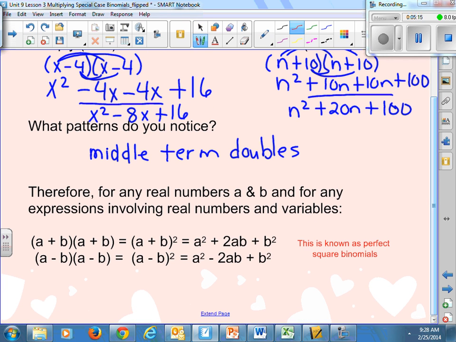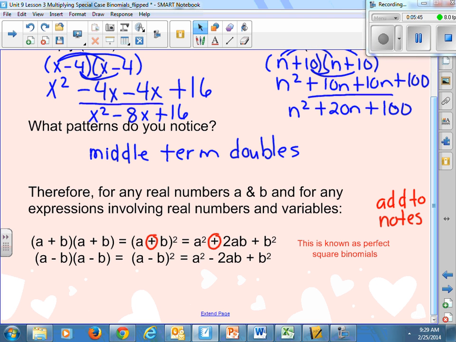Therefore, for any real numbers a and b, and for any expressions involving real numbers and variables, a plus b times a plus b, which is equal to a plus b squared, your rule is going to be squaring a, so a squared, then you're going to multiply a and b together and double it, so that's 2 times ab, and then you're going to square b. So a squared plus 2ab plus b squared. You can do the same thing when there's a minus sign in between. a minus b times a minus b is the same thing as a minus b squared. This time you're going to have a squared minus 2ab plus b squared. And this is known as perfect square trinomials or binomials.